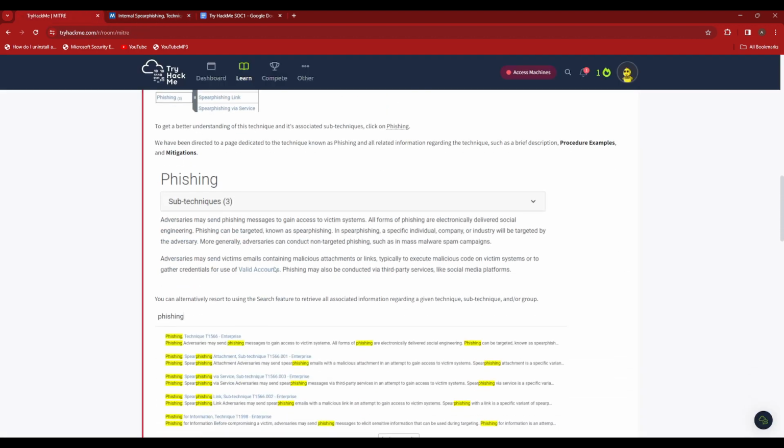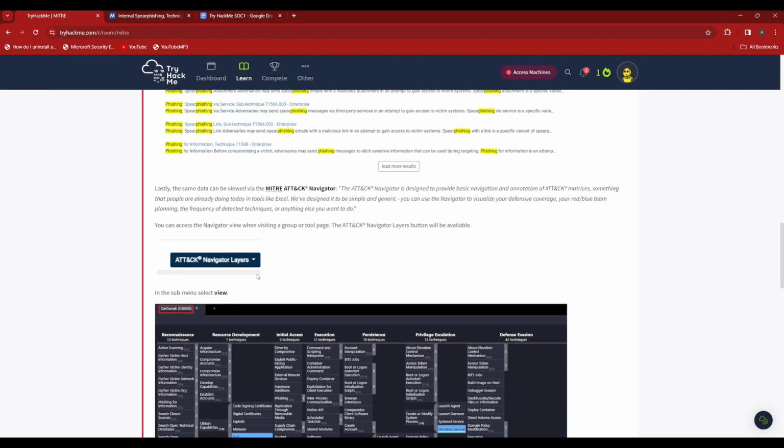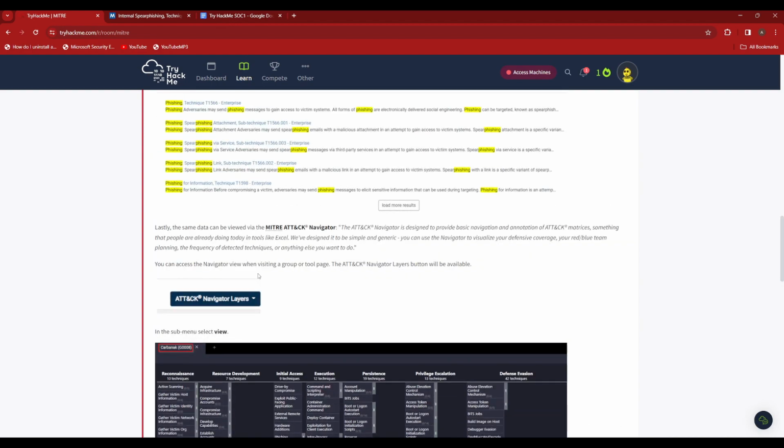Looks like right now we're focused on phishing and we're looking at some of the subcategories. So I'll come back when I get closer to answering questions or see something else that's pretty cool that I find interesting.